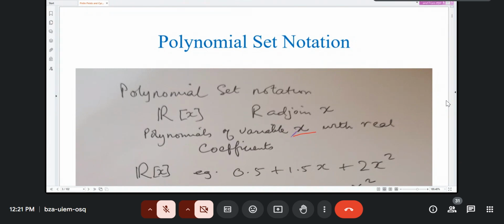Yeah. So for the zeros and ones, polynomials use variable x with real coefficients. So when you see R adjoint x, yeah, that's what it means. Of course, it will mean something different if you do Rx. Yeah, we always do it like this because that would mean something different.